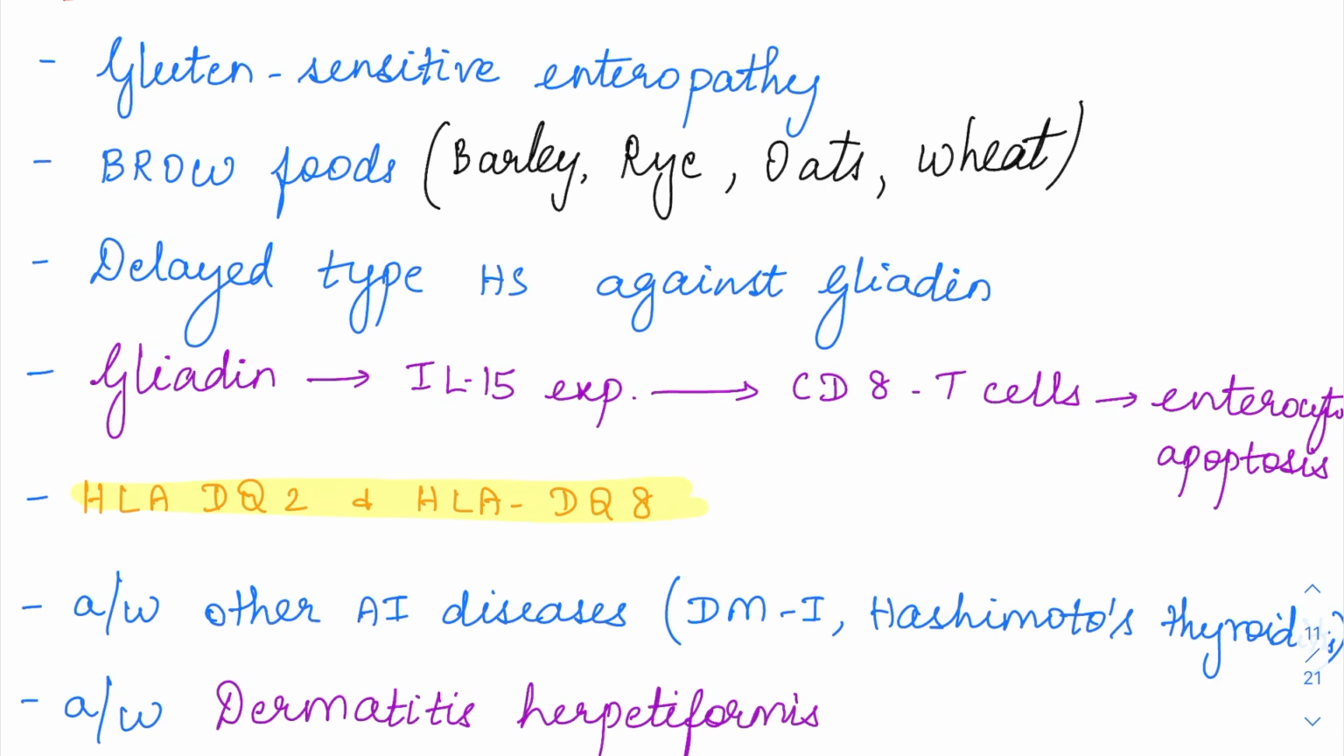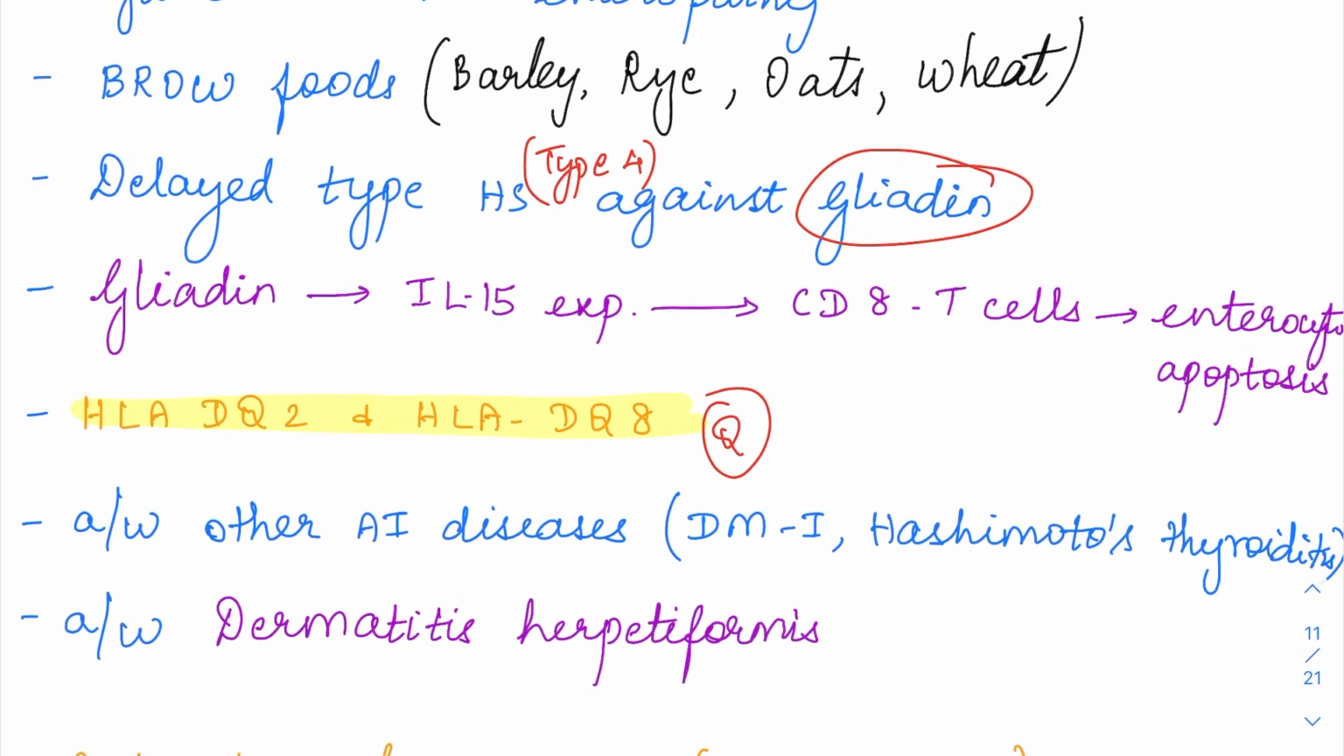Remember, HLA-DQ2 and DQ8 was asked in an MCQ. It is a type 4 hypersensitivity against the gliadin which is present in the gluten. Gliadin is present in the gluten, and this is going to cause a type 4 hypersensitivity, which is a delayed type of hypersensitivity. What actually happens is that gluten is degraded by protease enzymes, the pancreatic and intestinal enzymes. Some of this gluten is not going to be degraded. It is resistant to degradation, so it will break down into these gliadin parts.